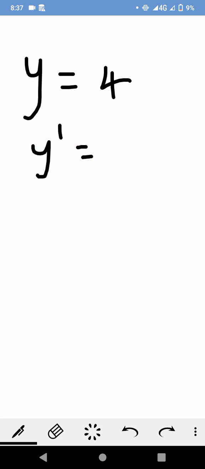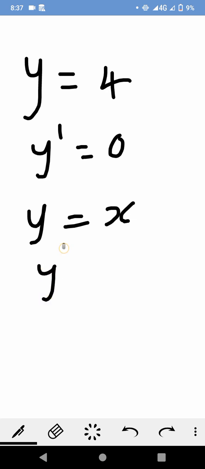There are things we need to know. The derivative of a constant, if y equals 4, is actually equal to 0. Next thing, if y is equal to x, the derivative, y prime of x, is actually equal to 1. So these are basic things we need to know, and they will help us.